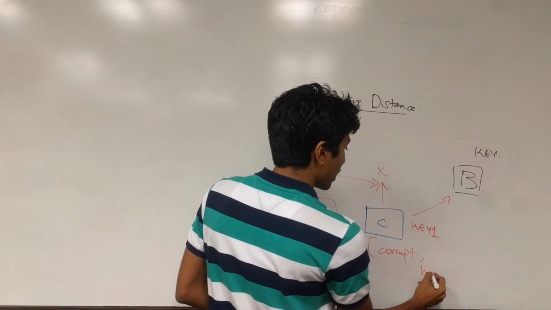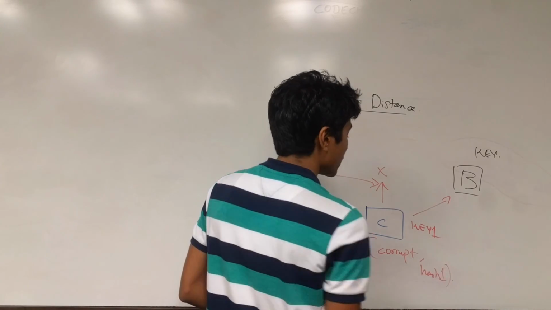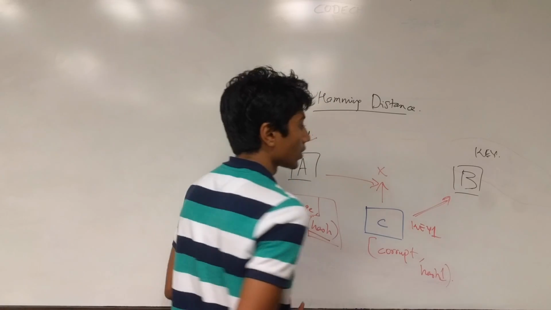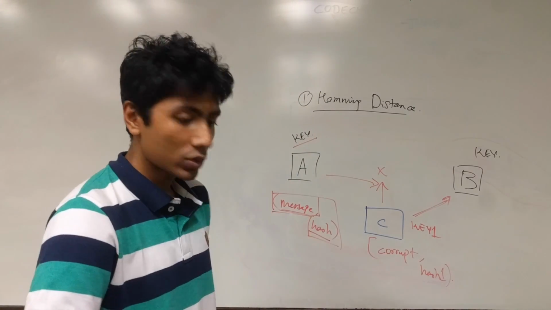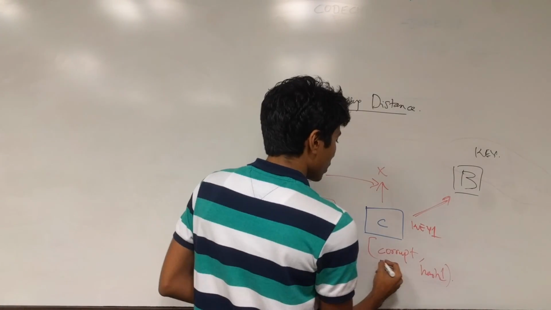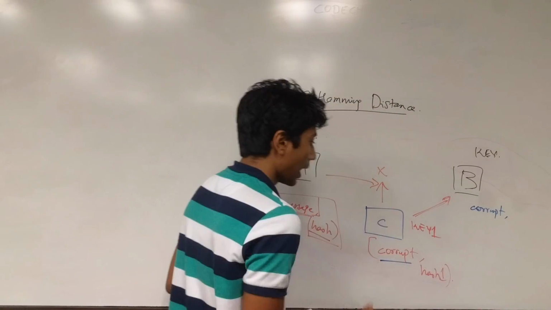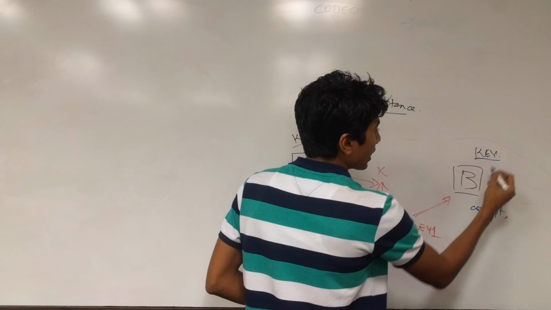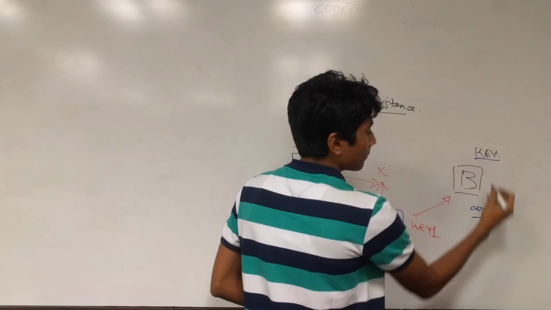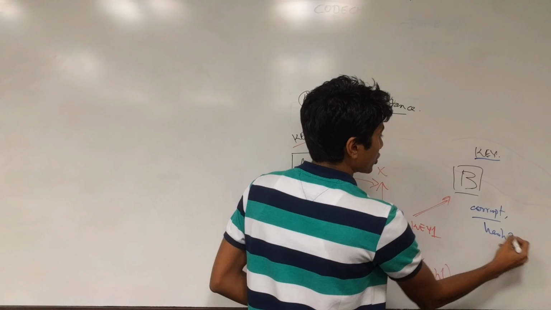Alright, which is going to generate a hash value, hash 1, let's say, and send this to B. Now B can do something pretty smart. B can get the corrupt message and try to generate a hash of it with its own key. That's going to give you a hash value of hash 2.